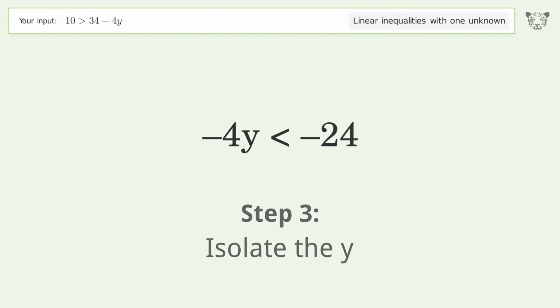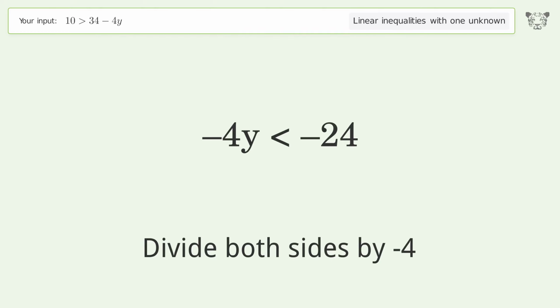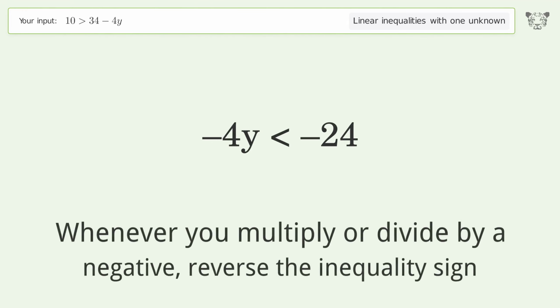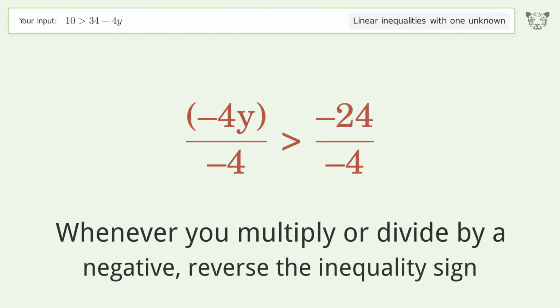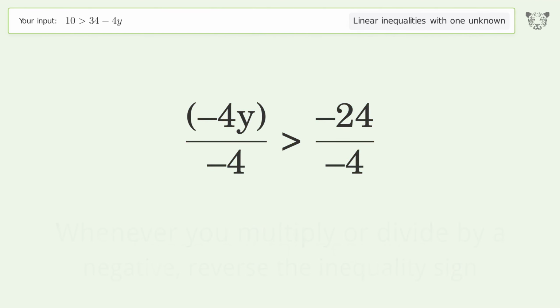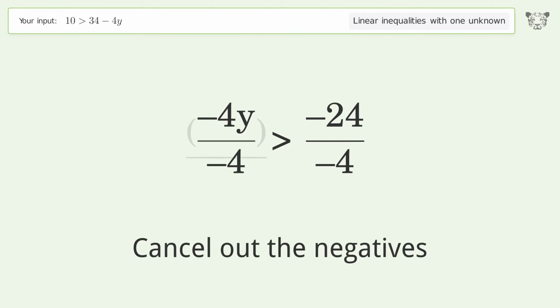Isolate the y. Divide both sides by -4. Whenever you multiply or divide by a negative, reverse the inequality sign. Cancel out the negatives.